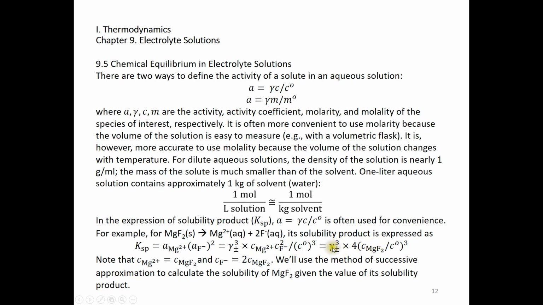Why don't we know this gamma? Because we don't know the ionic strength. Why don't we know the ionic strength? It's just because we do not know how much magnesium cations and fluoride anions are dissolved in water, for that reason.